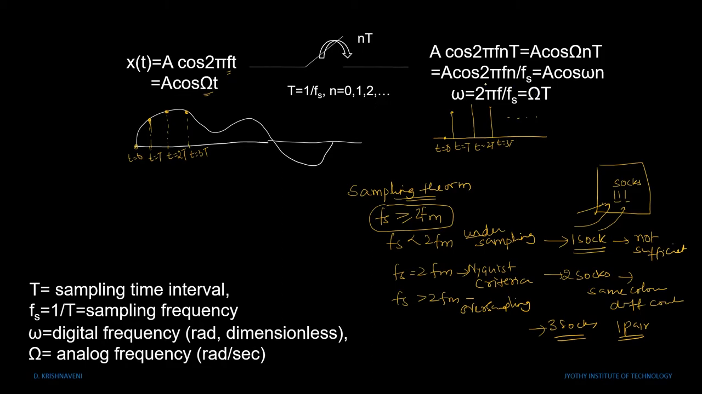Capital T, just now I have told you, is the sampling period or sampling time interval, and fs is 1 by T, or it is equal to the sampling frequency.